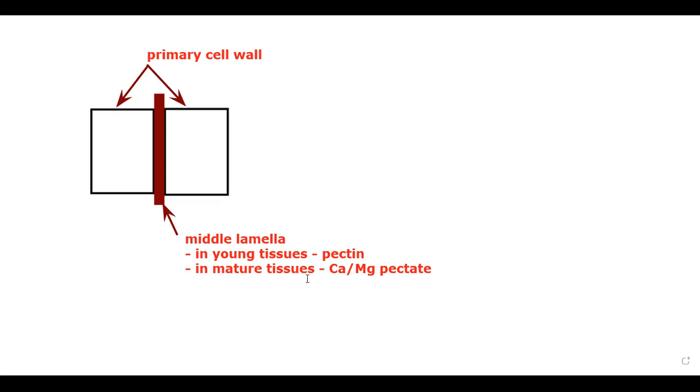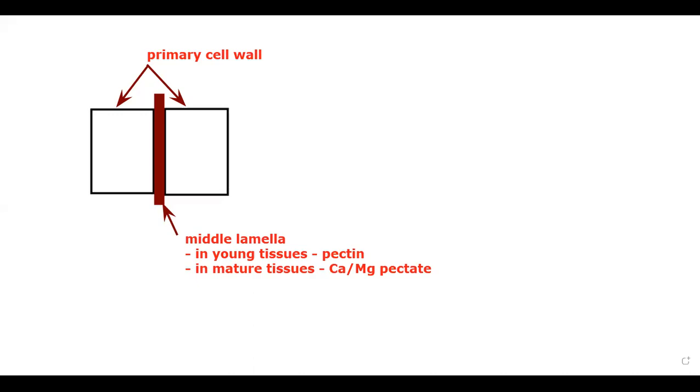Jazakallah khair. Thank you for waiting. So, are you clear regarding the middle lamella? Right. So, middle lamella is a glue-like material. It is gluing, pasting the two adjacent primary cell walls.